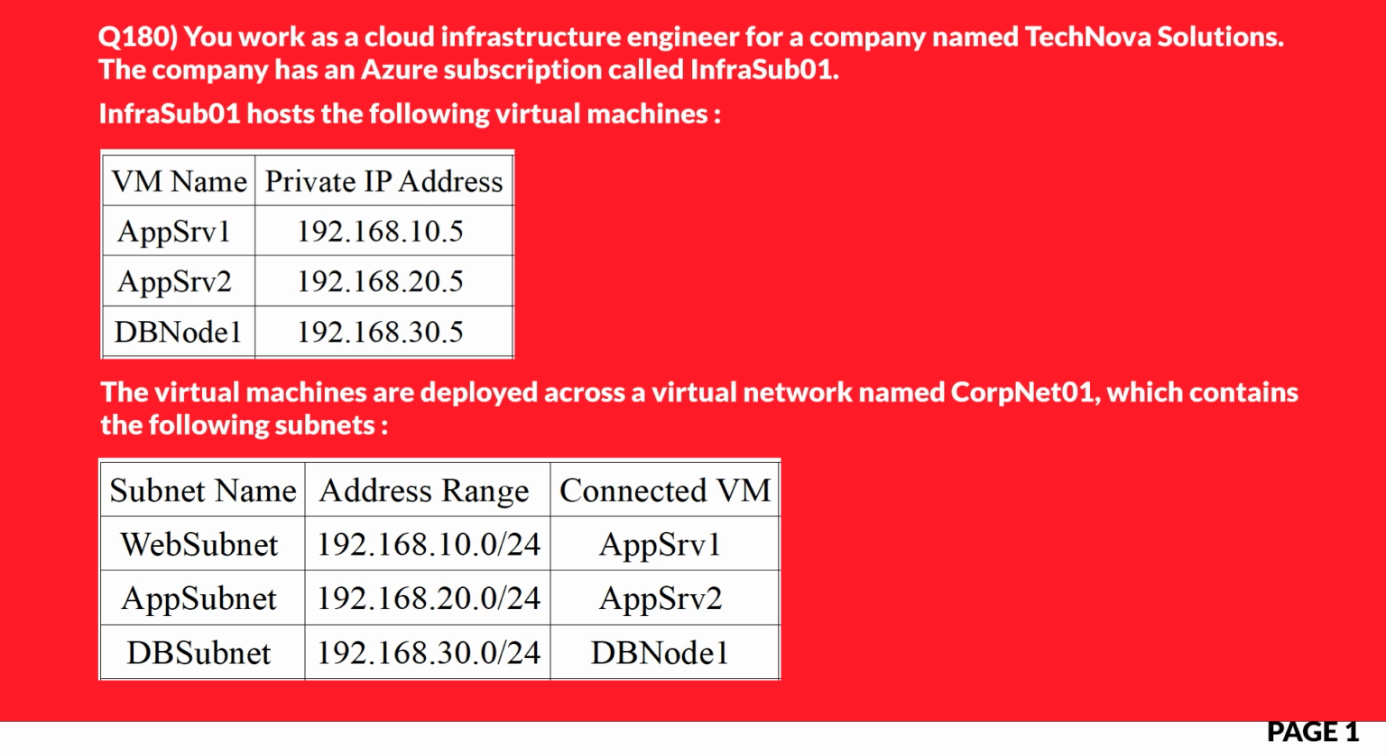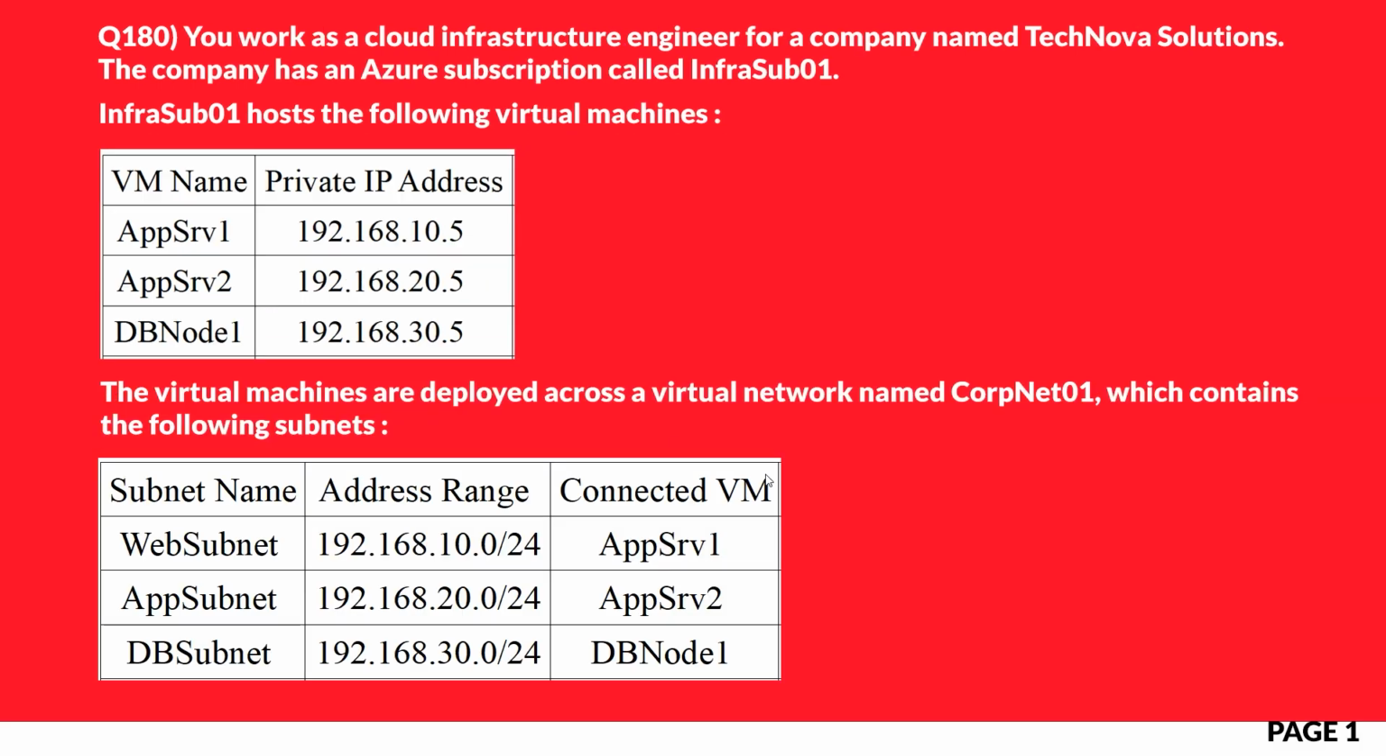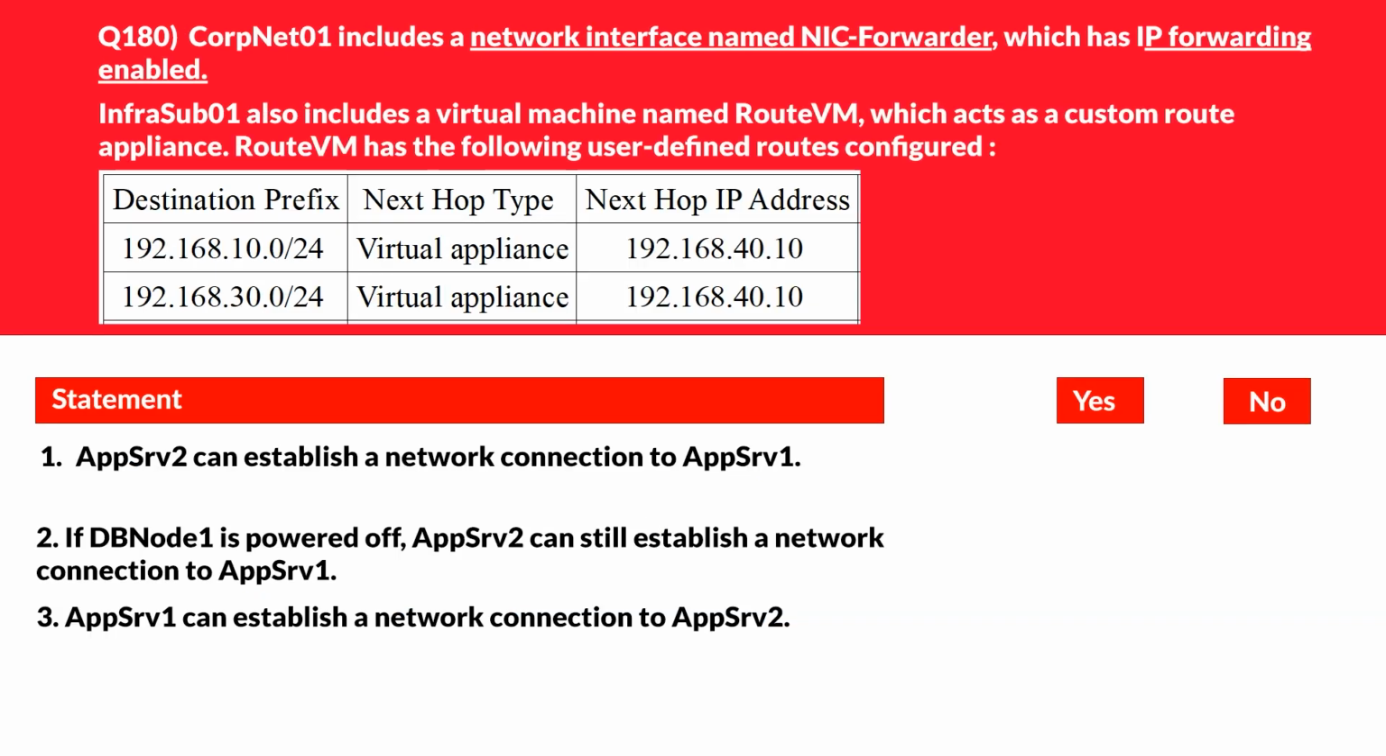Alright, let's look at this brainstorming question. Please feel free to pause this video, and here we got the statements. Let's move on to the first statement. It says app server 2 can establish a network connection to app server 1. So if you look here, no route exists from app server 2 to the virtual appliance. So traffic to app server 1 is blocked. So the answer to the first one is no.